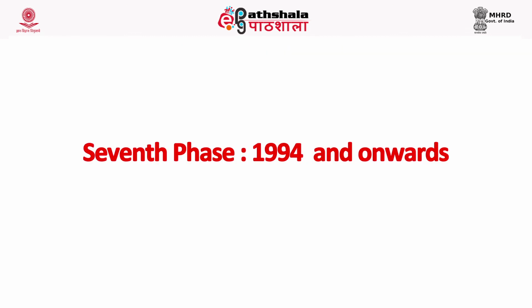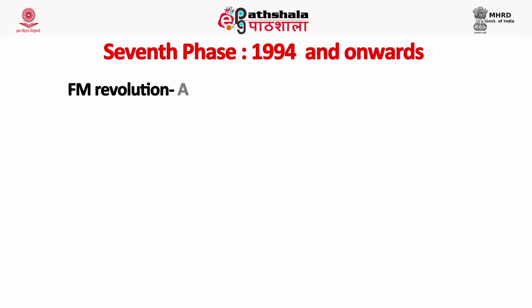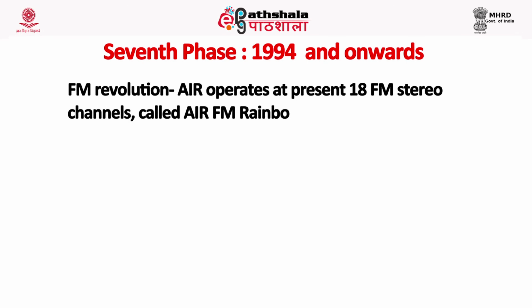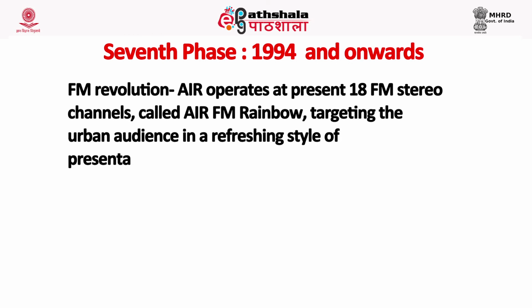Now I am going to talk about the seventh phase, which is during 1994 and till date, or you can say whatever is there, we can talk about that after 1994. FM revolution. All India Radio operates at present 18 FM stereo channels called All India Radio FM Rainbow, targeting the urban audiences in a refreshing style of presentation.